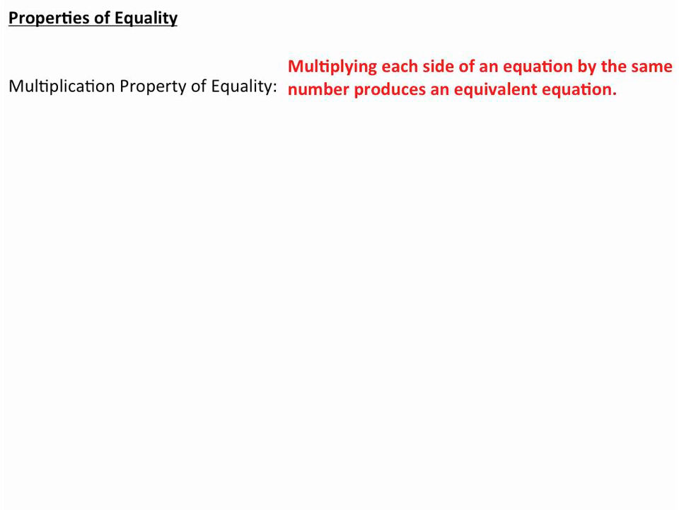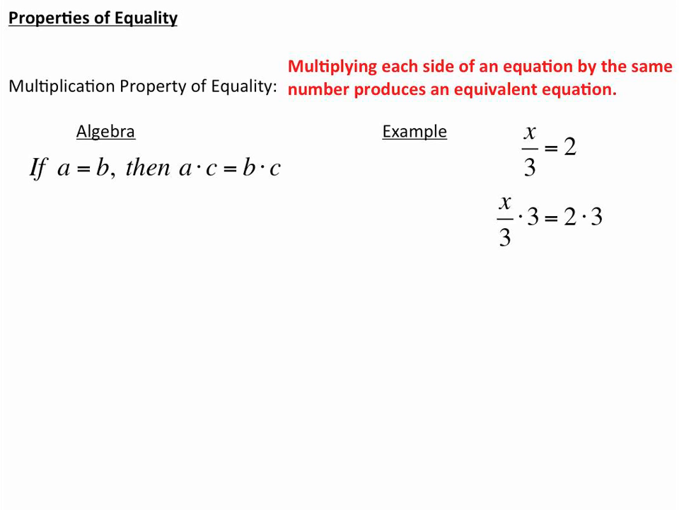Multiplication also works. So multiplying each side of the equation by the same number produces an equivalent equation. For example, if A is equal to B, then A times a number is equal to B times that same number. So for example, if we had x divided by 3 is 2, well, then I could easily multiply both sides by the same number and get an equivalent equation. 6 divided by 3 is 2. 6 divided by 3 times 3 is equal to 2 times 3.